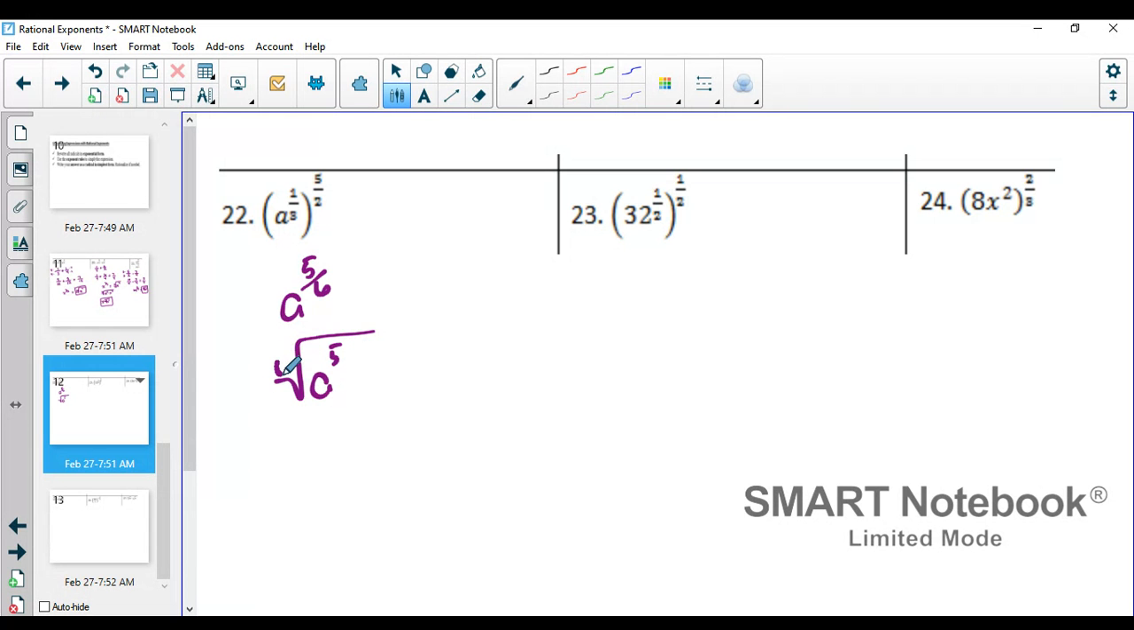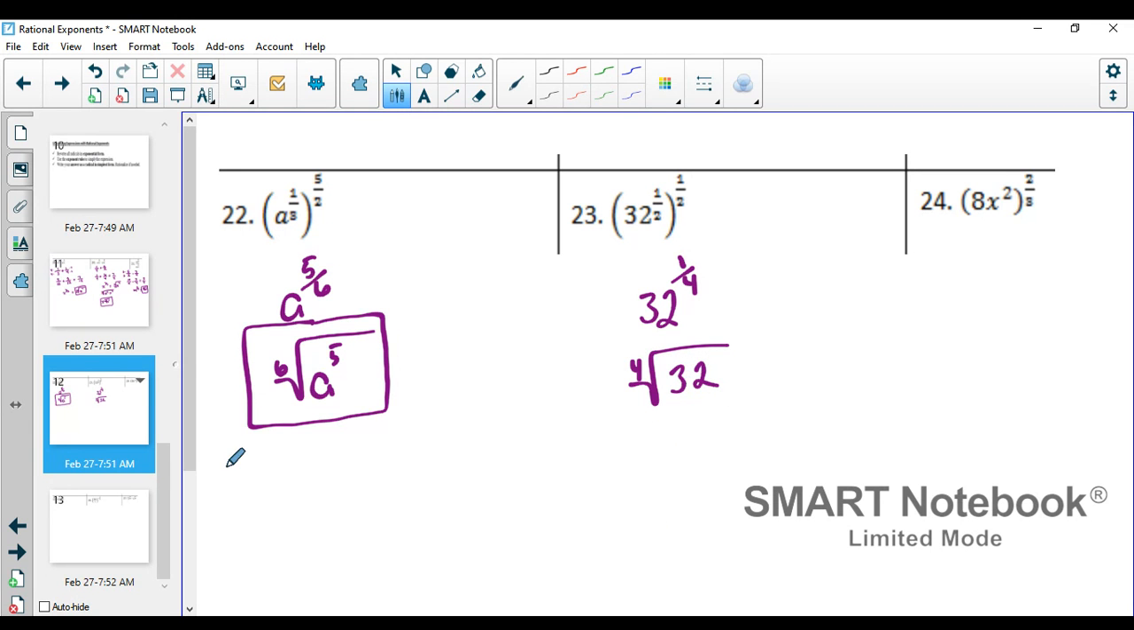And 6 is the index. And then that is the final answer. So we cannot simplify that any further. So we have 32 to the 1/2 to the 1/2 power. So 1 times 1 is 1. 2 times 2 is 4. So we have the 4th root of 32.